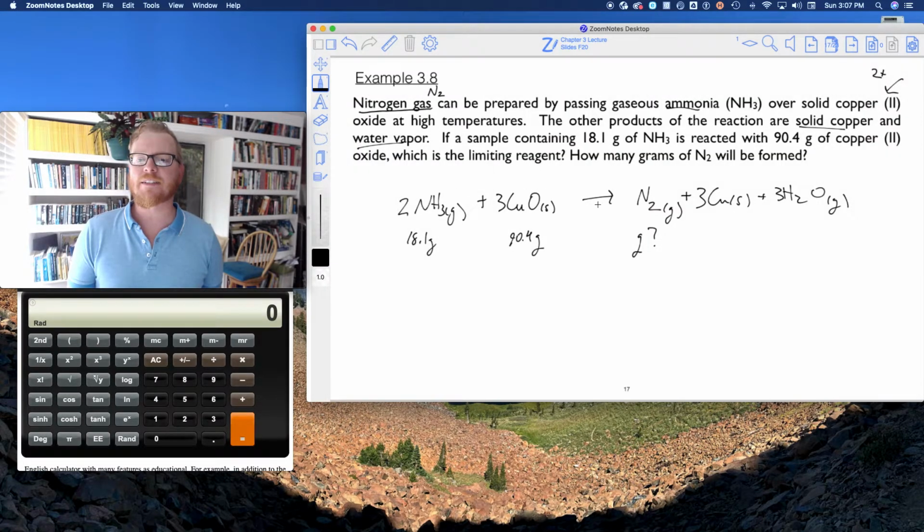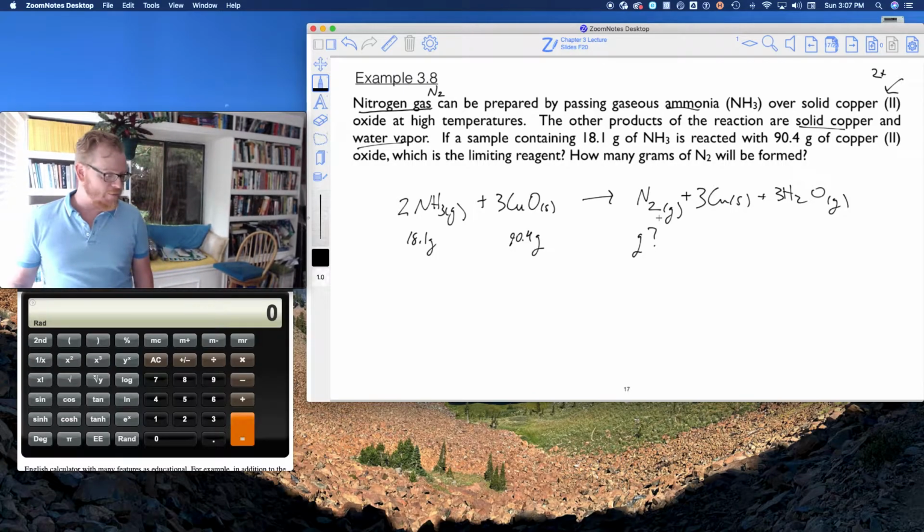So now in this chemical reaction, okay, and granted, I gave you a pretty hard problem to work through, but let's just focus on that. Now we have a reaction, okay? We have 18.1 grams of ammonia and 90.4 grams of copper 2 oxide. Which one is limiting, okay? The ammonia or the copper? And once we know which one is limiting, how much nitrogen can we even make?